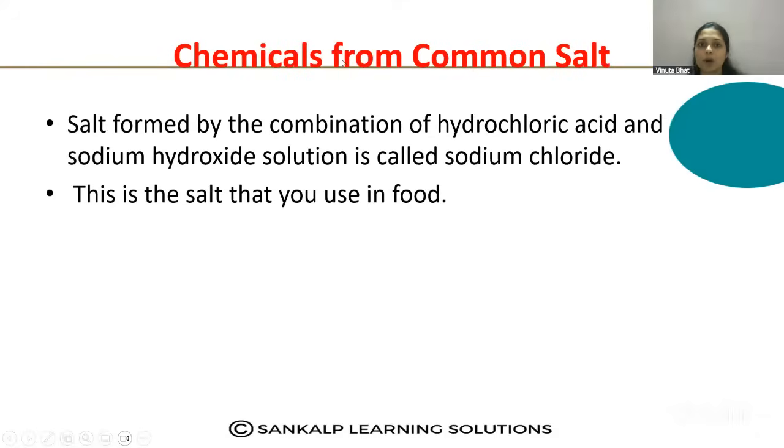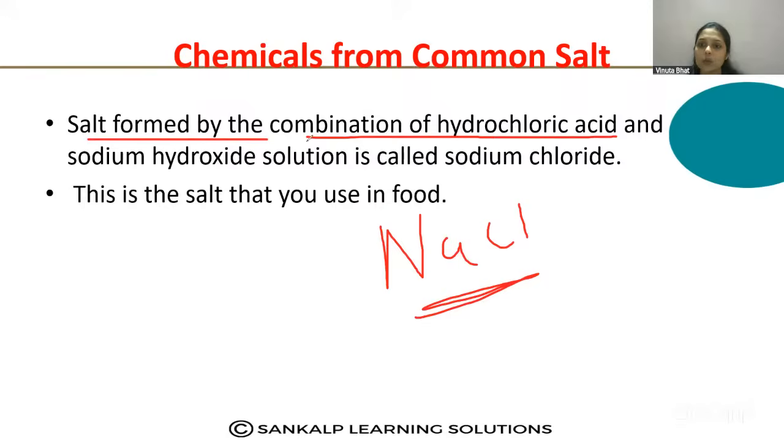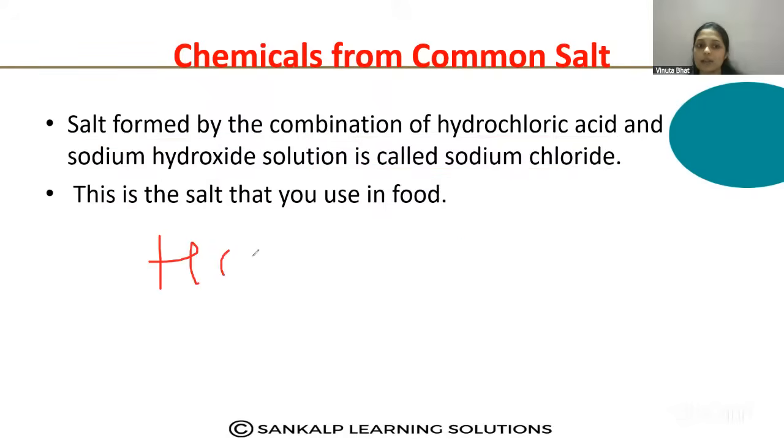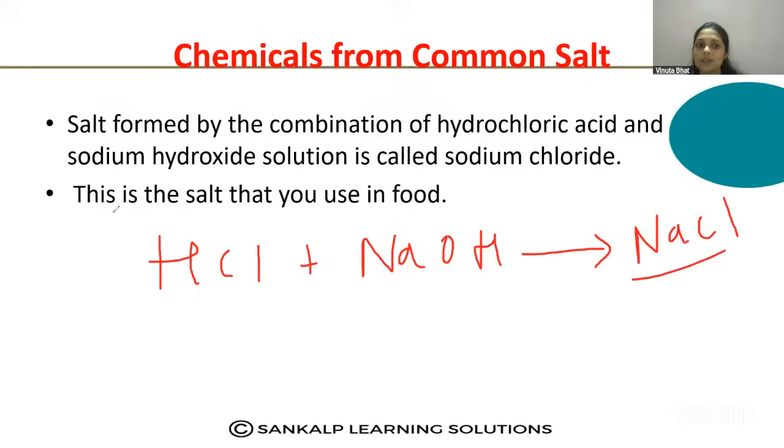Chemicals from the common salt. Sodium chloride, NaCl, is the common salt or table salt. Salt formed by the combination of hydrochloric acid and sodium hydroxide solution is called sodium chloride. HCl is a strong acid and NaOH is a strong base, and the salt formed is NaCl, sodium chloride. This is the salt that we use in our food.